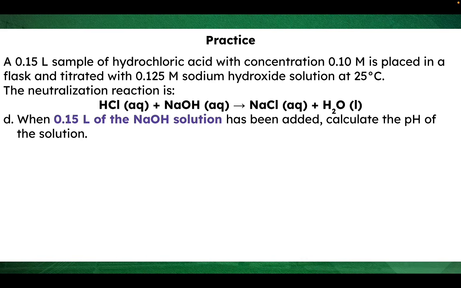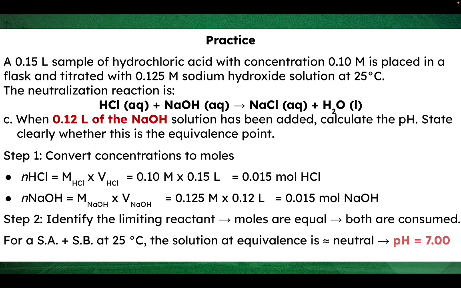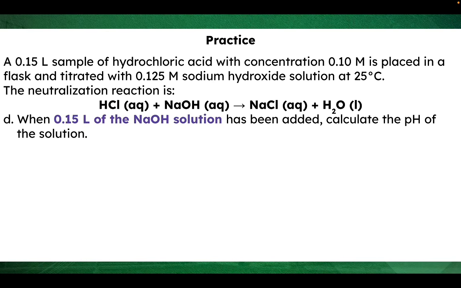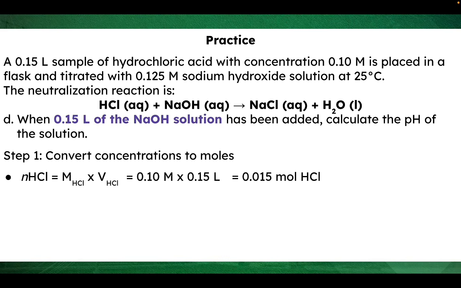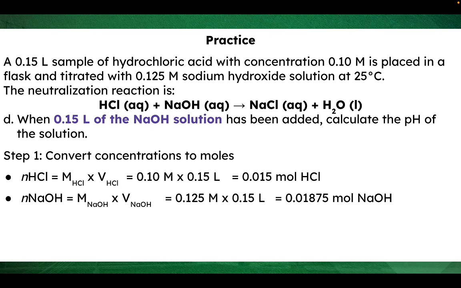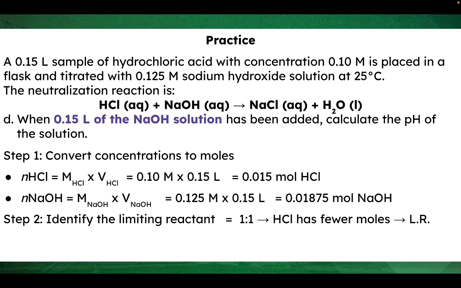Lastly, when 0.15 liter of the NaOH solution has been added. If 0.12 is the equivalence point, at 0.15 liter, this is above the equivalence point. There are more hydroxide ions present. So first, again, convert the concentration to moles. It is still the same, 0.015 mole HCl. For NaOH, that's 0.125 molar times 0.15 liters. This will give you 0.01875 moles NaOH. The limiting reactant is now HCl because you have fewer moles.